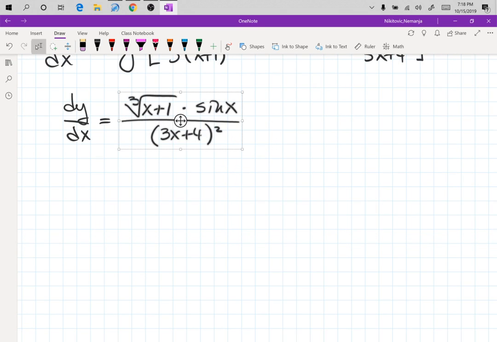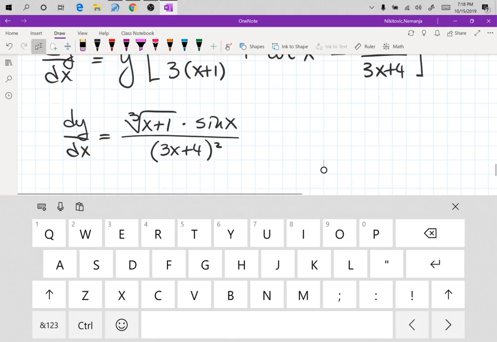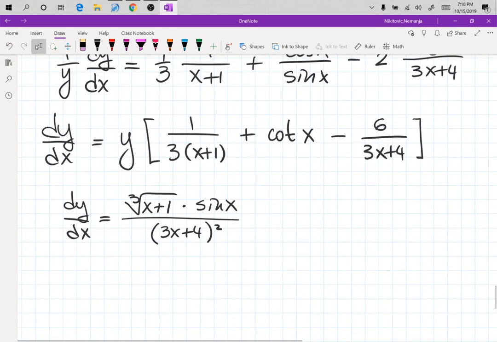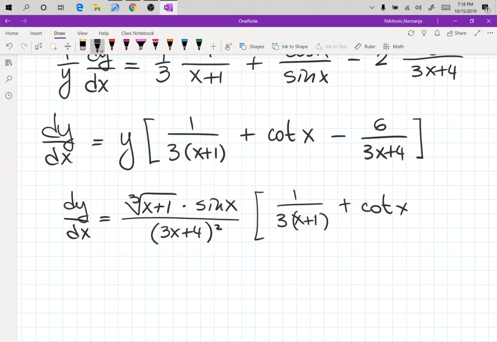So copy the original problem. And now, 1 over 3x plus 1 plus cotangent x minus 6 over 3x plus 4. And there you go.